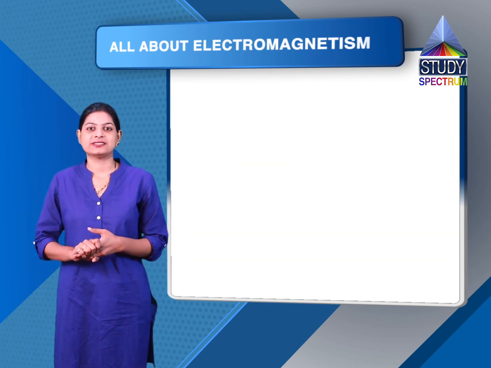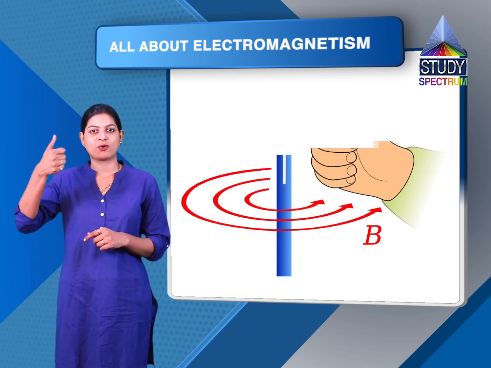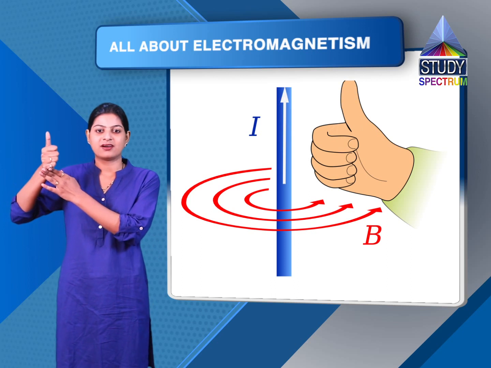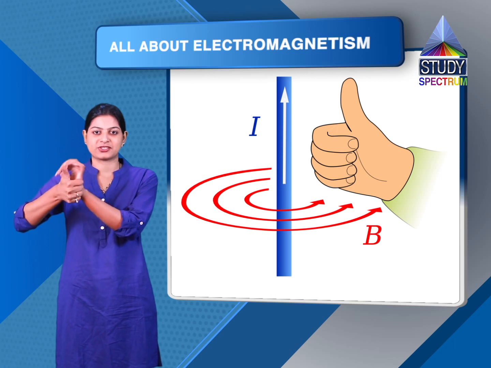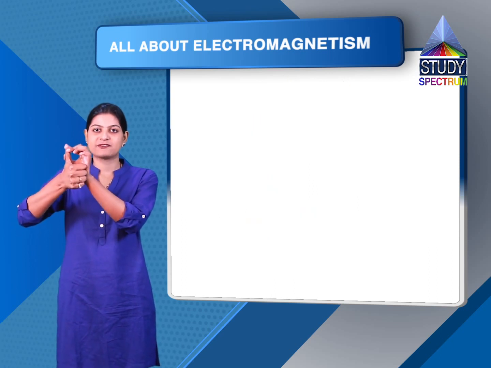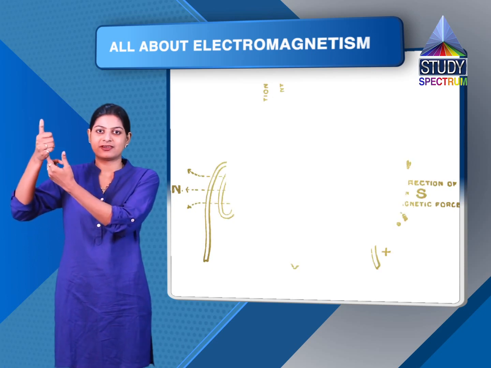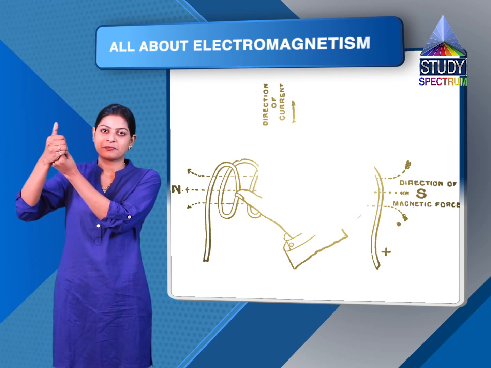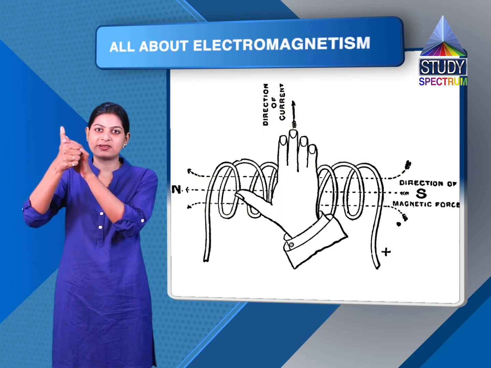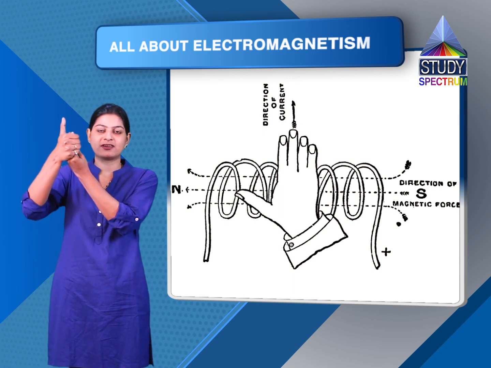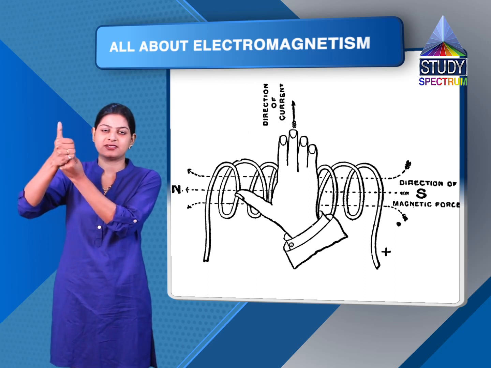The second question is the right hand thumb rule. In the right hand thumb rule, we first hold a conductor in our right hand. While holding the conductor, we keep the thumb stretched. The stretched thumb gives the direction in which the electric current is flowing, whereas the curled fingers give the direction of the magnetic field. That means wherever there is electric current flowing through a conductor in the upward direction, the curled fingers show that there is a magnetic field around that conductor.